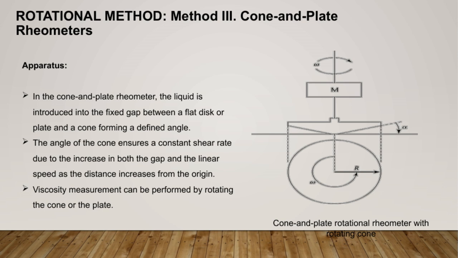You can measure viscosity by rotating either the cone or the plate, depending on the specific configuration or material you're testing. This rotational method, often referred to as method III, is widely used because it provides reliable, consistent results for a variety of fluids. Overall, this setup helps us understand how fluids behave under shear, which is essential for many applications across industries.